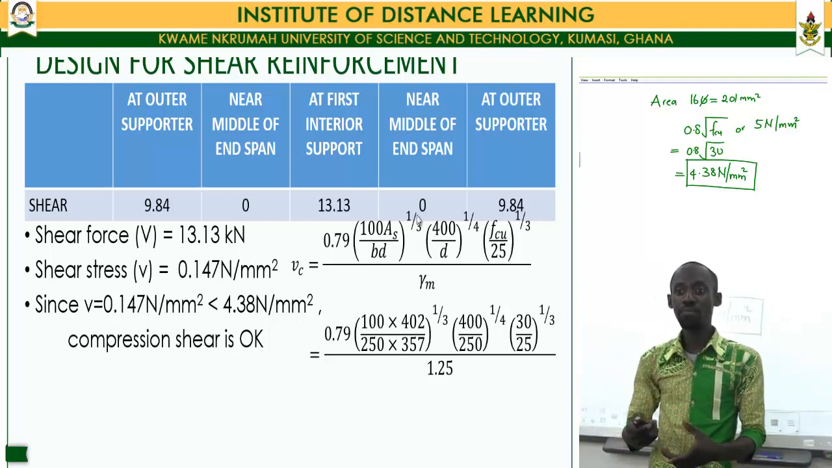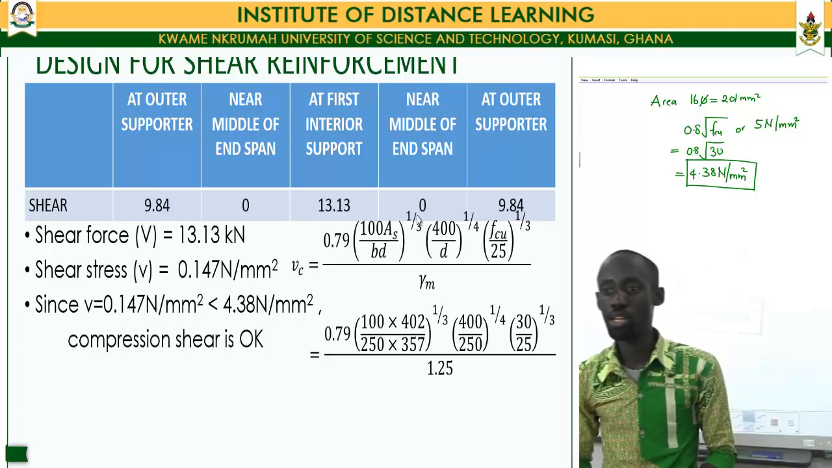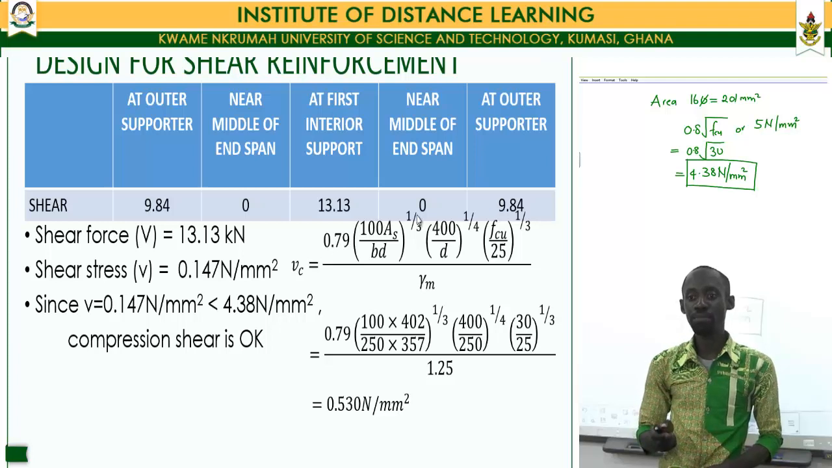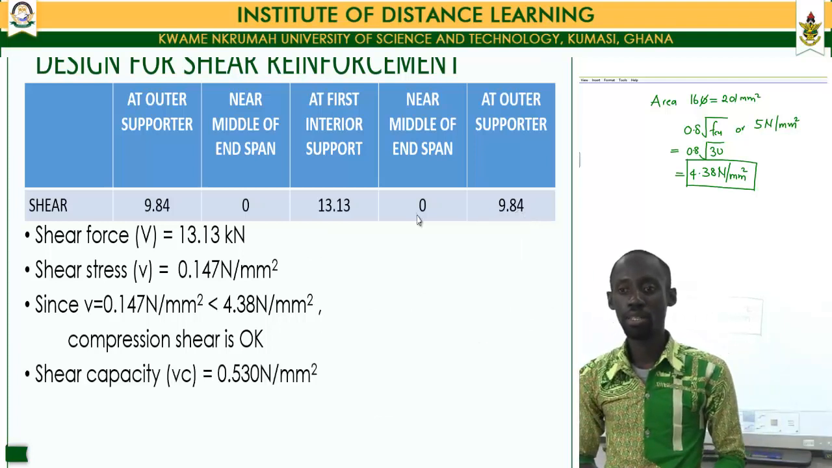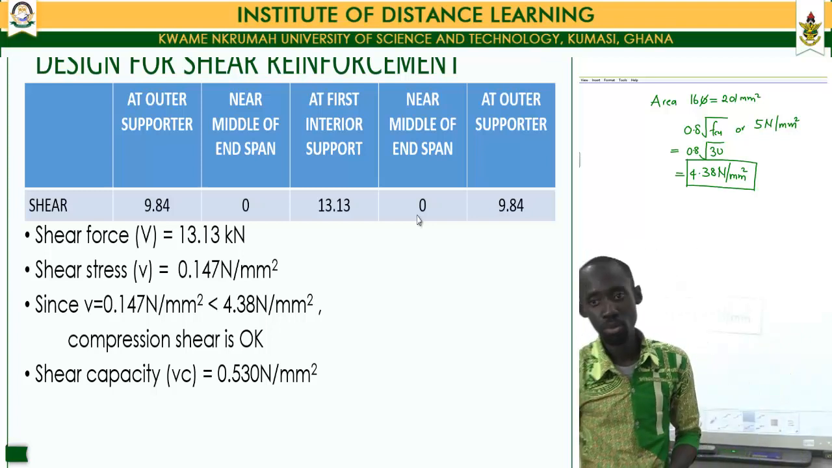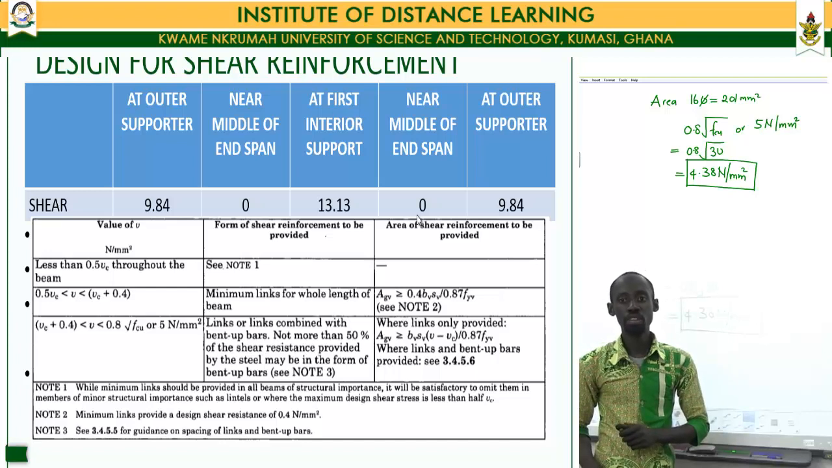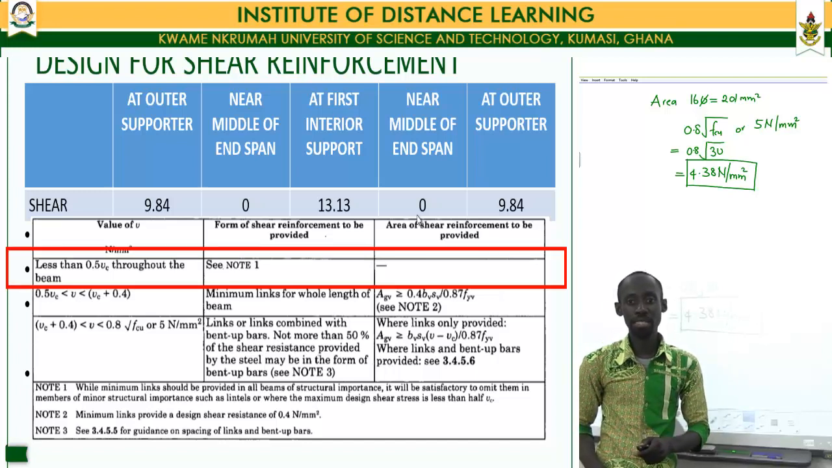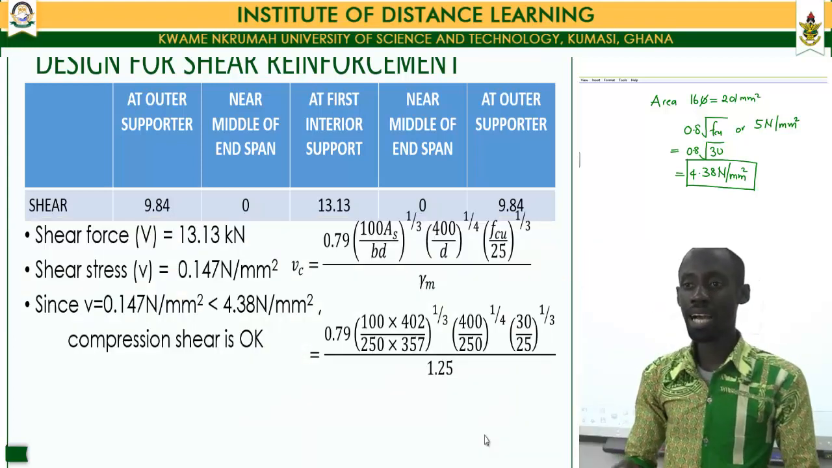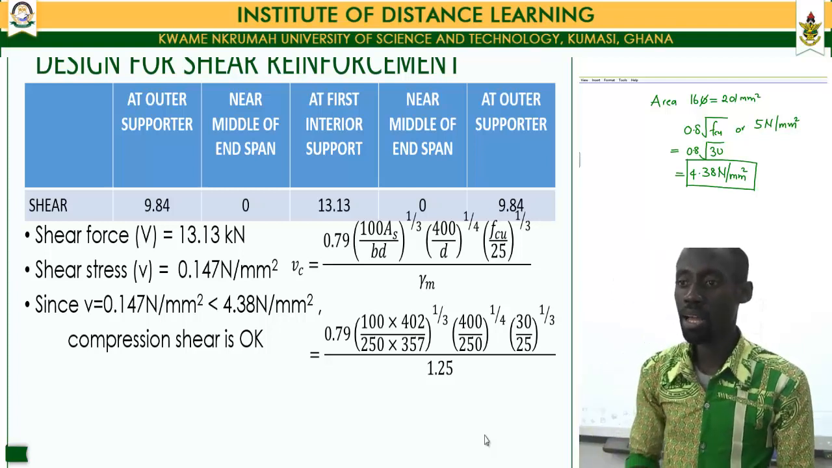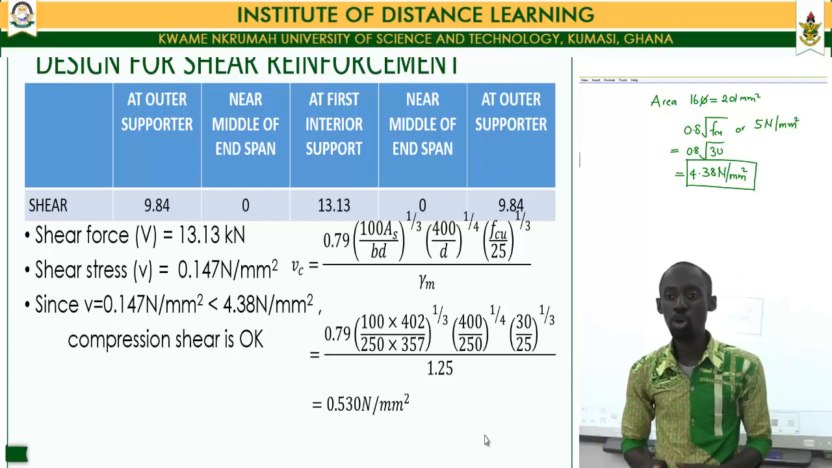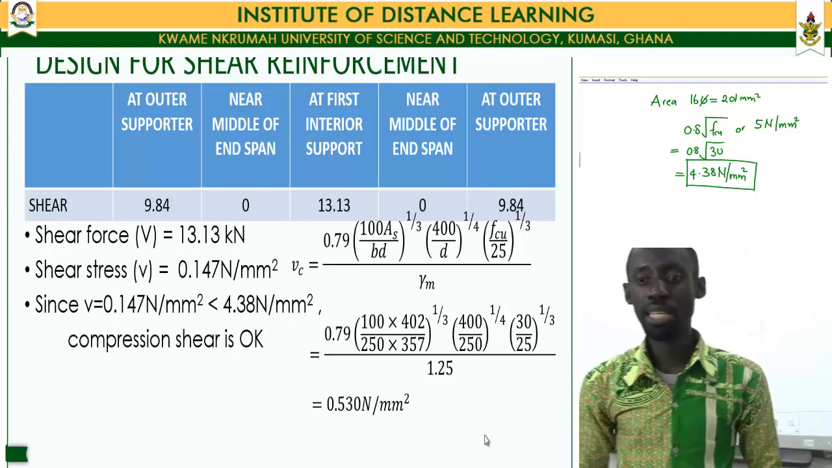So then, having substituted the values for the various terms in our shear capacity formula, our final shear capacity for our beam section is given as 0.530 newtons per millimeter squared. So then our shear capacity now stands at 0.530 newtons per millimeter squared. Now, going back to the provisions of the BS code, the BS code stipulates that, having substituted the various parameters into our shear capacity formula and computed it, our shear capacity for the beam is equal to 0.530 newtons per millimeter squared.